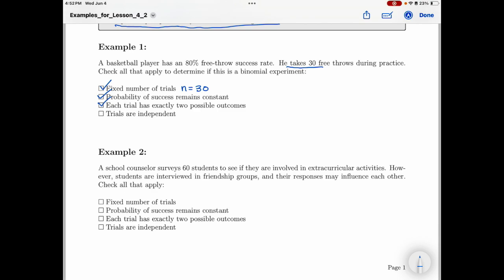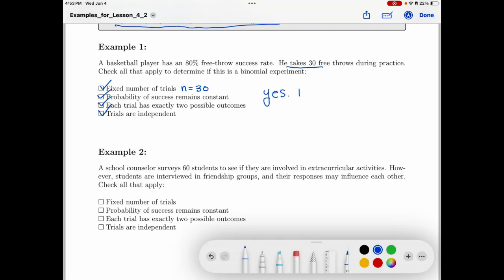For the last characteristic, we have to check to see if the trials are independent. Because each shot, each trial, doesn't affect the next throw, the probability of him making the second free throw is not affected by whether he makes it on the first try. So the trials are independent. All of the characteristics are met, so we can say yes, this is a binomial experiment.